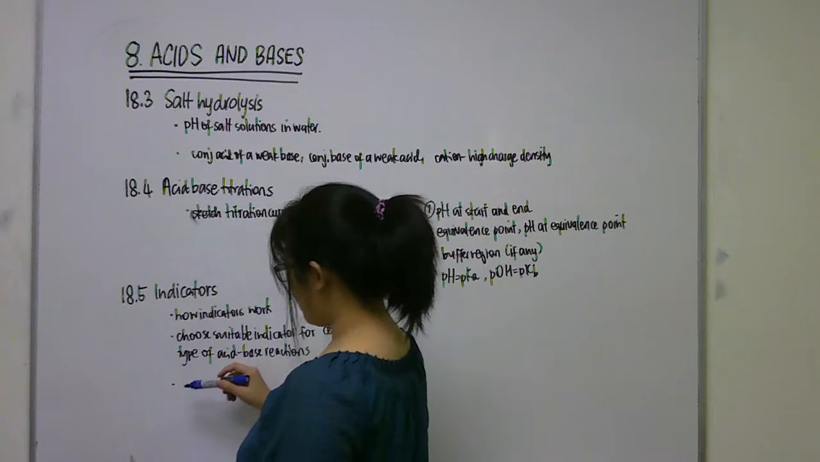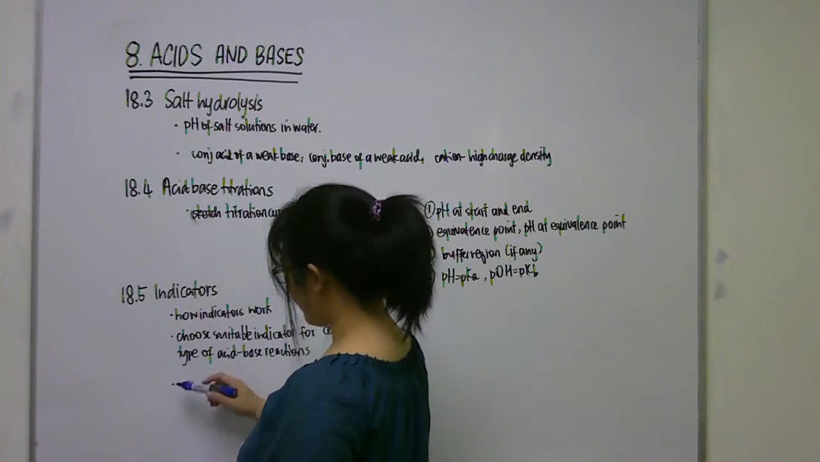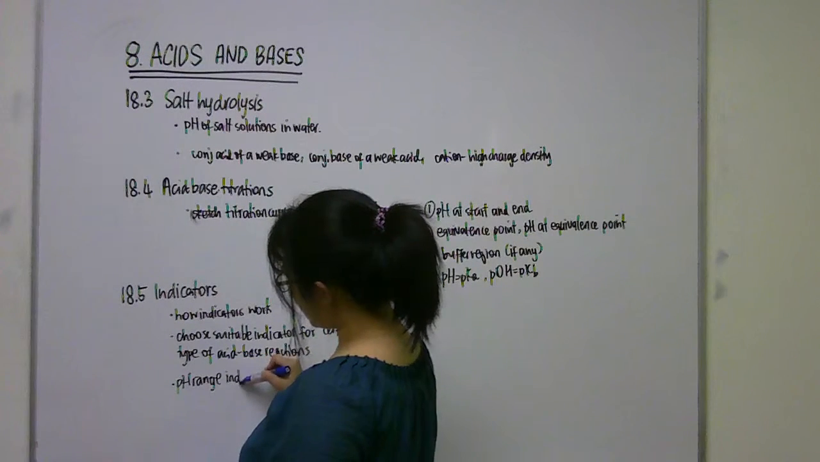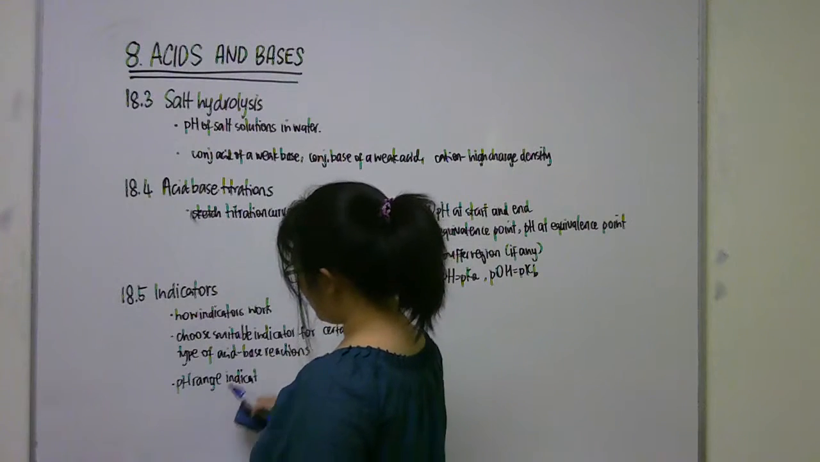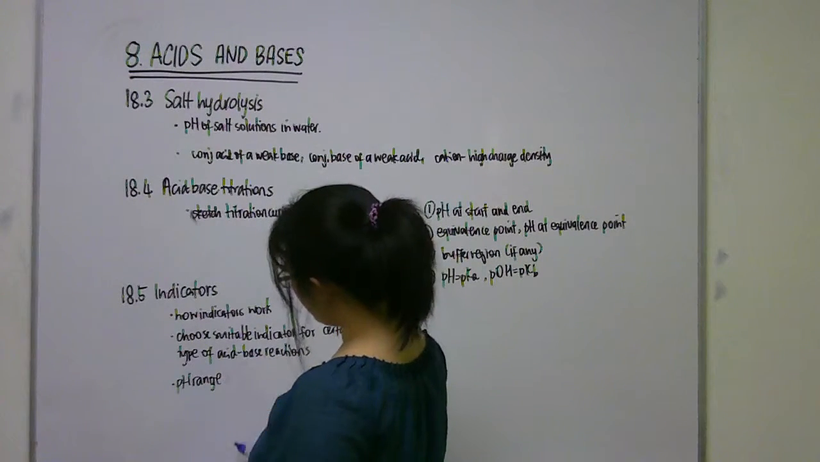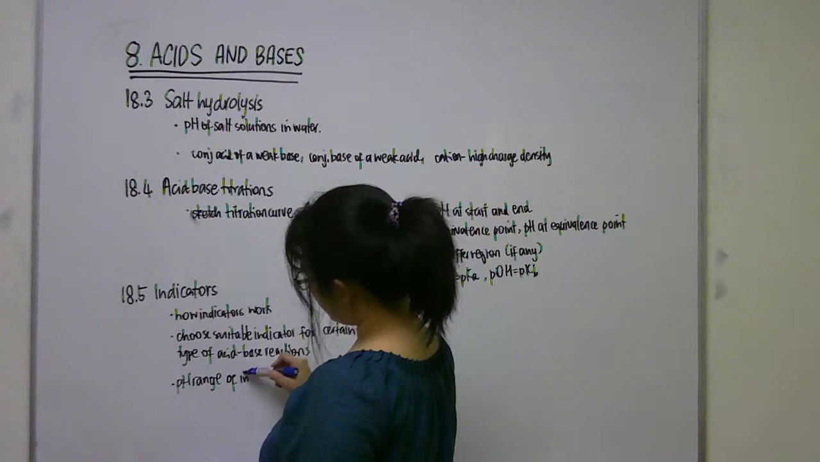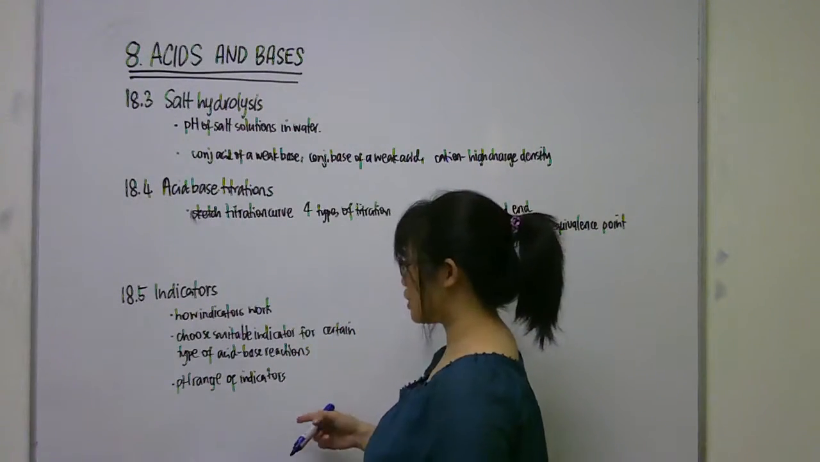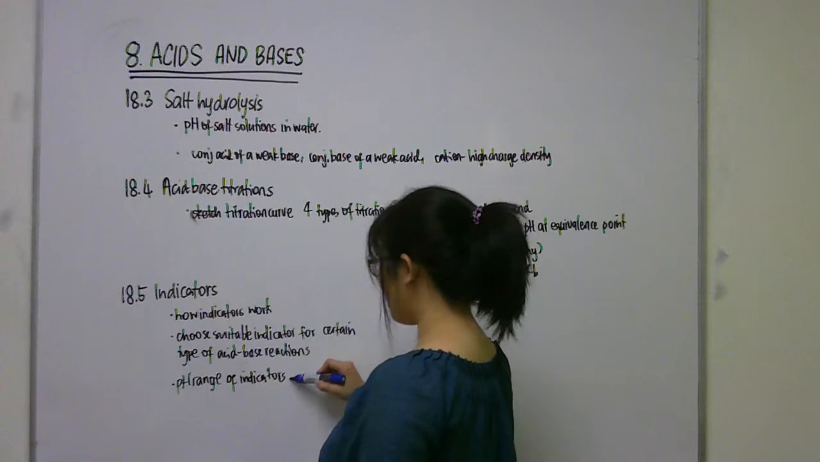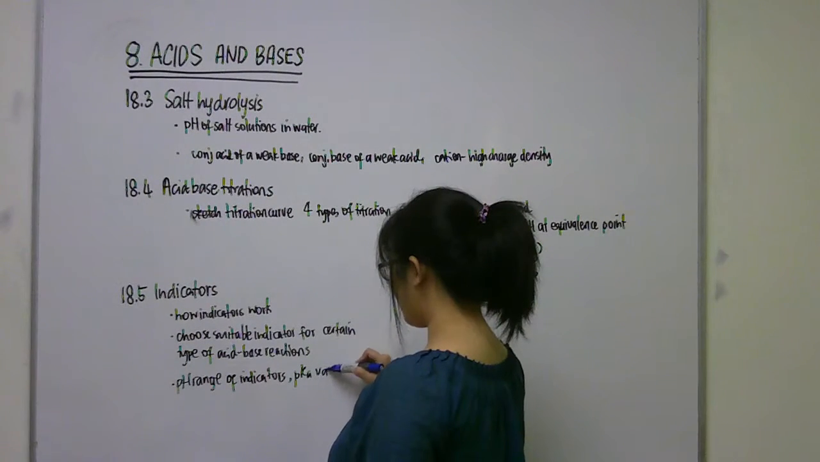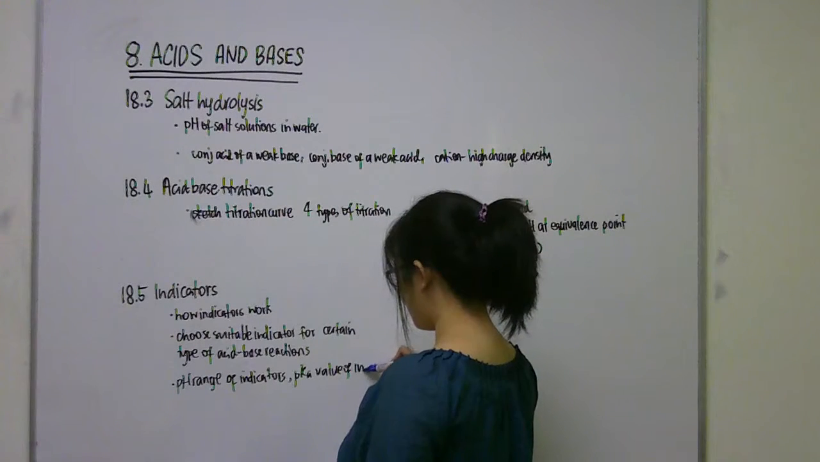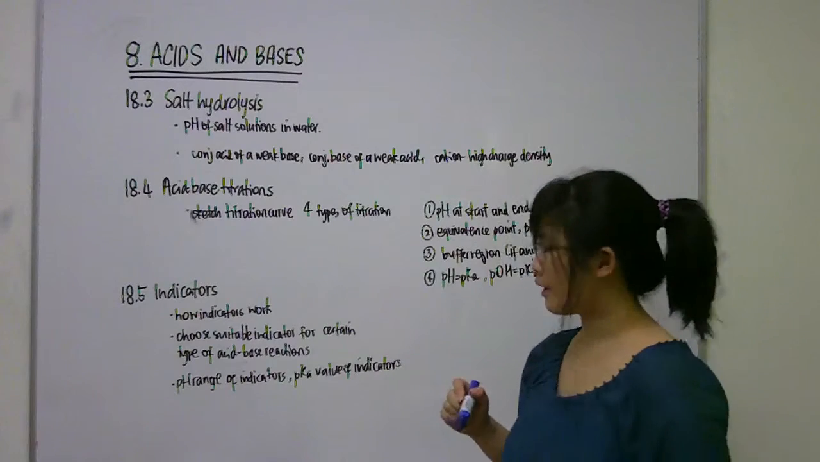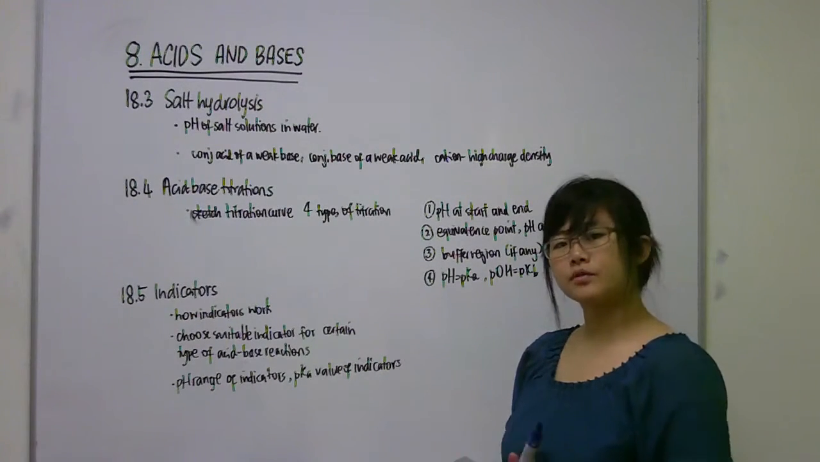Then the pH range. Each indicator will have a pH range, and this pH range of indicators depends on the pKa value of the indicators. Okay, so that's all for acids and bases.